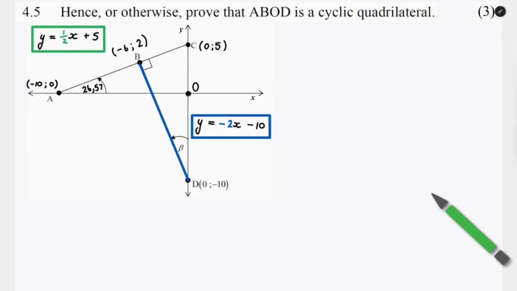In question 4.5, hence means use your previous answer. We calculated this angle in the previous answer to help us prove that ABOD is a cyclic quad. Yes, how did Euclidean sneak its way into analytical geometry?